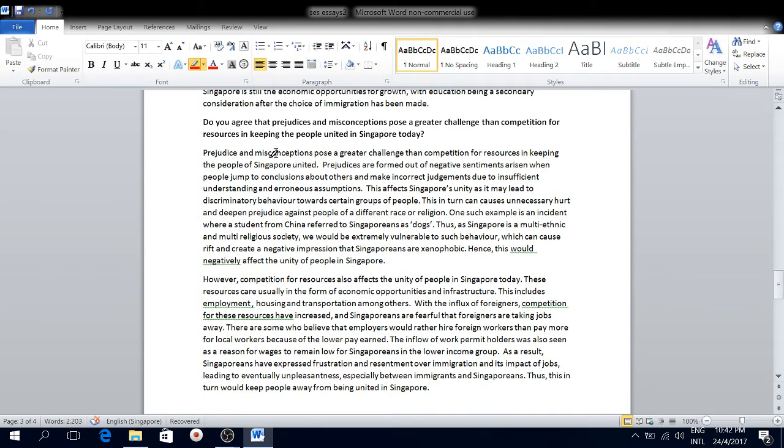So what is the key factor that you're looking for here? Is keeping the people of Singapore united. I mean, this is your issue, keeping the people of Singapore united. Okay, so what are the two factors that they want you to list now? Be very mindful. Prejudice and misconception is one. The second thing, competition for resources. So now you know that you need to link this factor to this issue, keeping people united. Okay, so if you're stuck, always define the factor first. Define and elaborate, the E of the Excel.